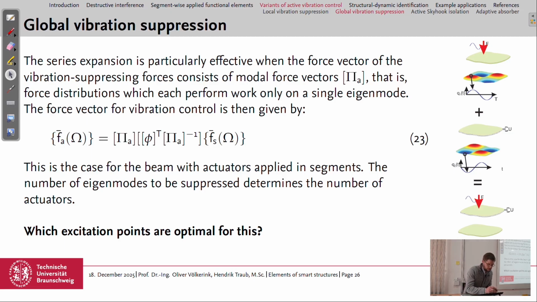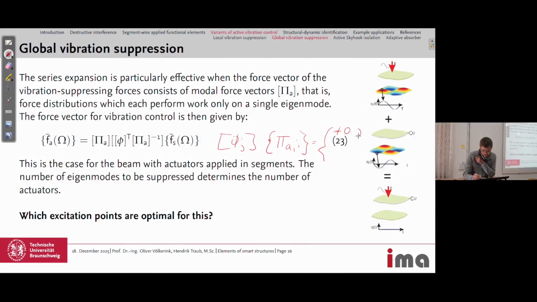So if we want to write this down, if we have a look at the eigenmode J, multiplied by the modal force vector I, then this would be unequal 0 if J equals I, so we can perform work on the same eigenmode, or it would be 0 if J is not equal to I, so all other eigenmodes would not be affected.